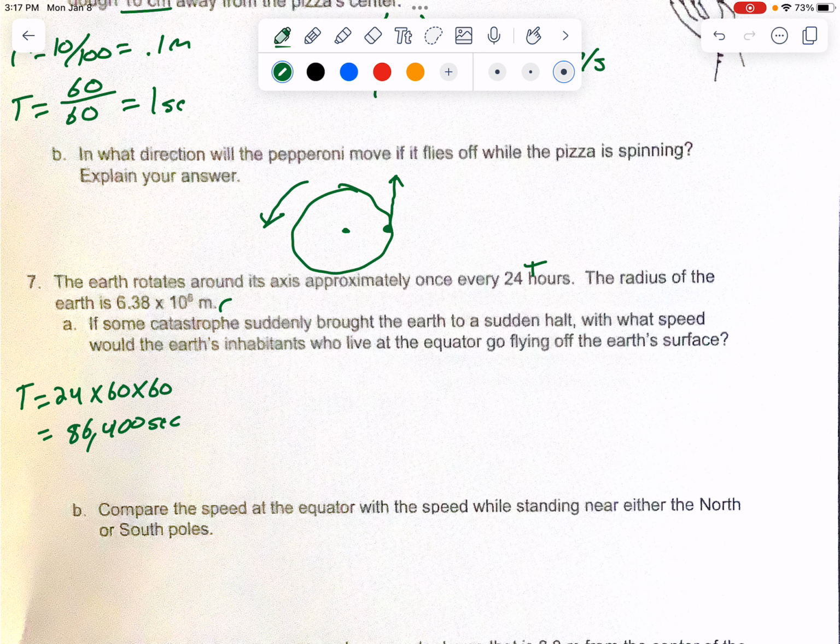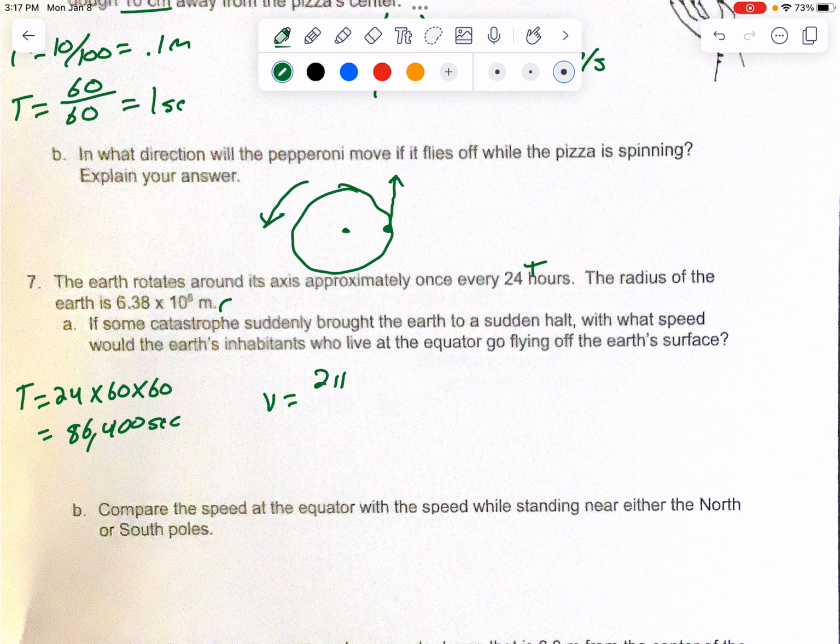Okay, if some catastrophe suddenly brought the Earth to a sudden halt, with what speed would the Earth's inhabitants who live at the equator go flying off the Earth's surface? Okay, doesn't sound dark at all. But if we want to find the velocity of someone at the equator, how fast are they actually going?